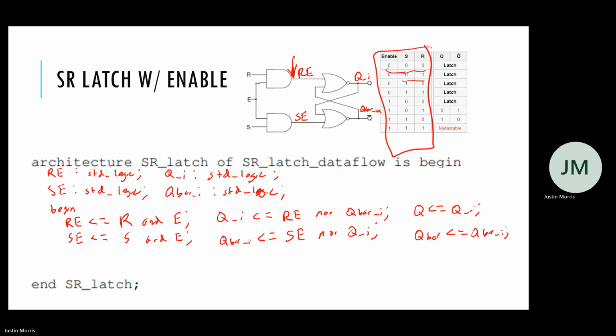Question. In the test bench, how do we output latch? What it means by latch is the output doesn't change. It keeps the previous value. So whatever the previous test was, it doesn't change. So you should look at the waveform, and if it's 1 and the next test, you make sure that it stays 1. That's it. Any other question?